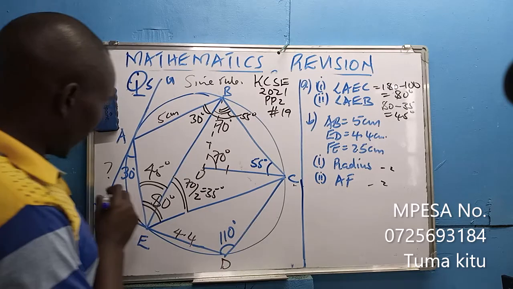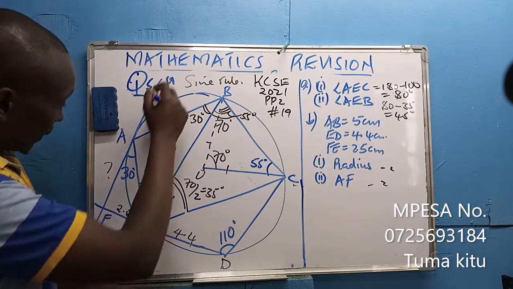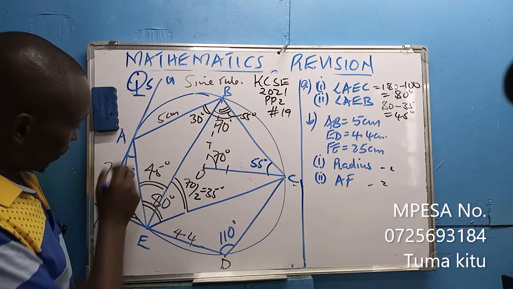But we are working out AF. Look at this. This is a tangent at point A. So we are looking for AF.